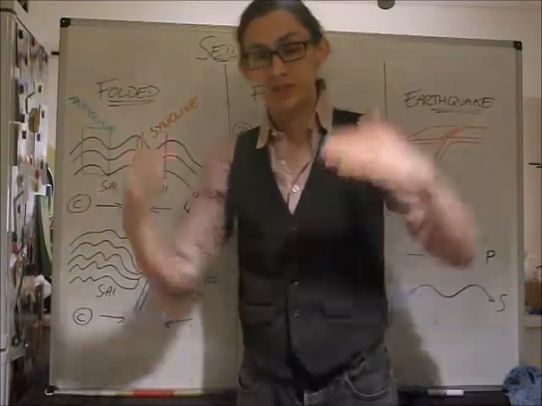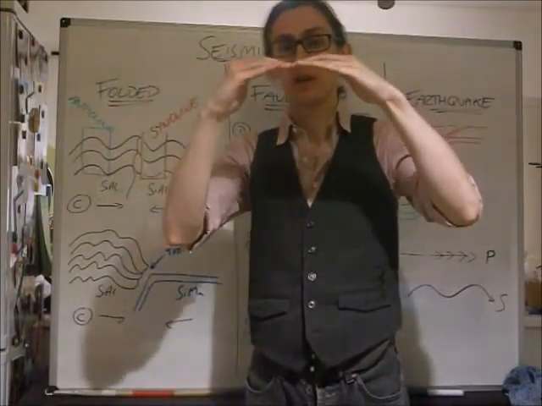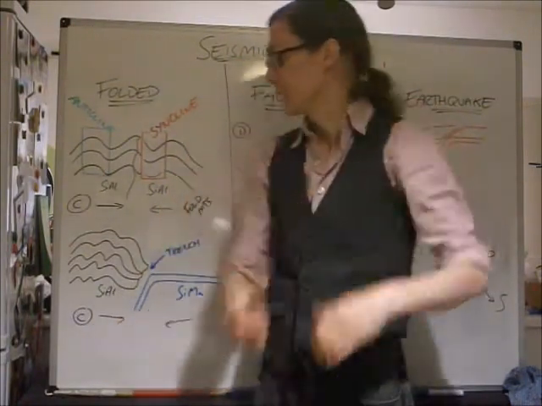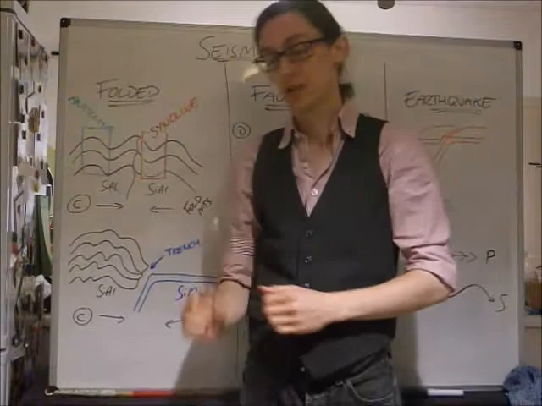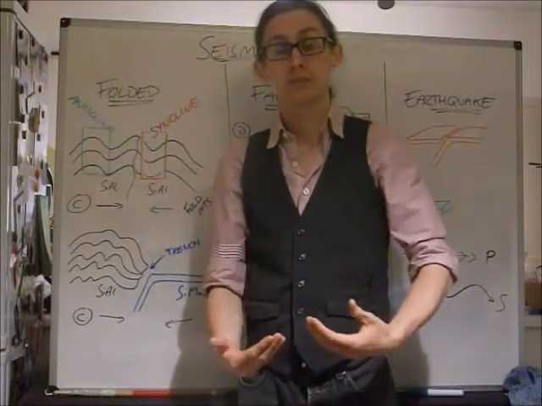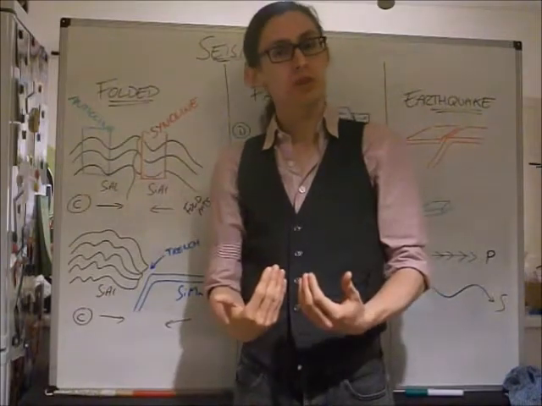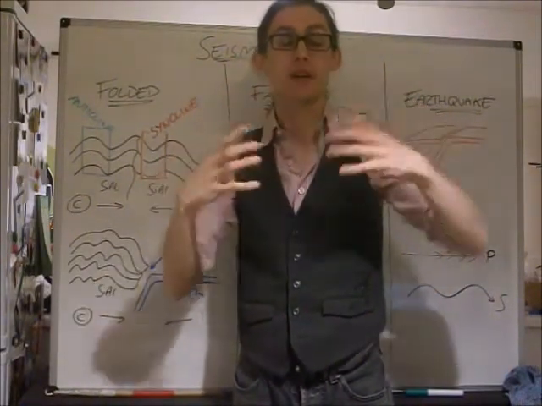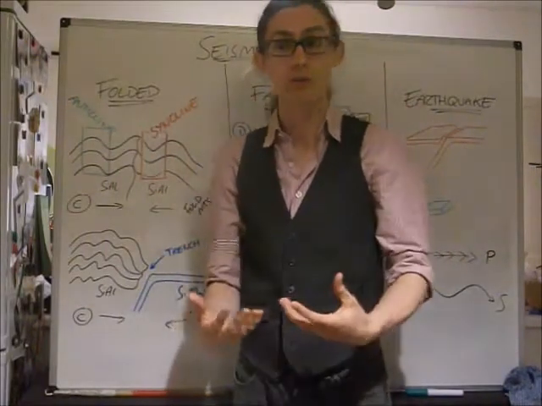The reason for this is that plates are coming into each other and they're folding up. If we've got two continental Sial based plates, neither's going to subduct under the other, so they're going to push and they're going to crunch into each other and they're going to fold up, forming fold mountains.